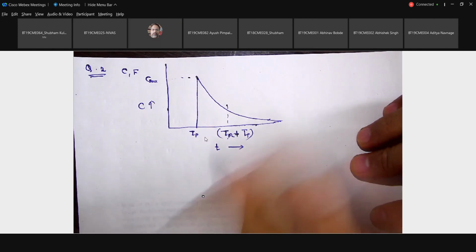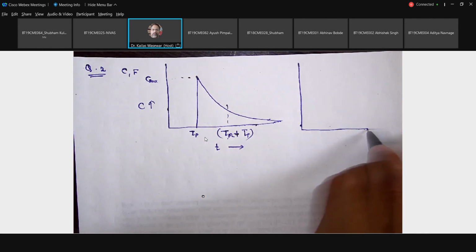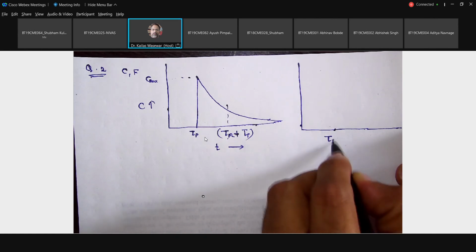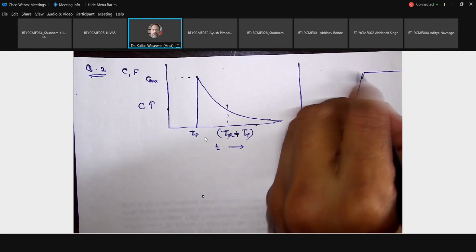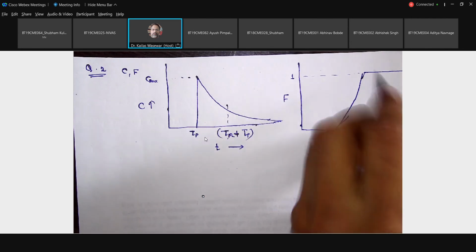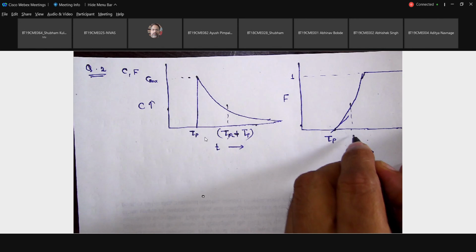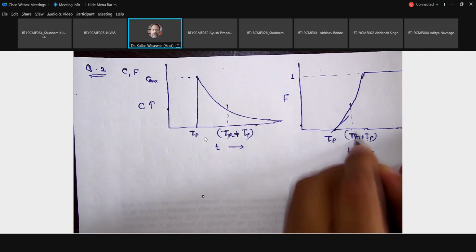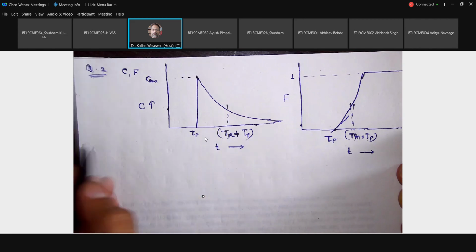For the F curve, again F is dimensionless. Okay, you have drawn 1 minus F, no problem for that. But it will start at tau p and it will go like this, something like this, depending on this. This is F, this is time t. Somewhere it will be tau m plus tau p. So this was asked: the C curve and F curve. Clearly it was mentioned.